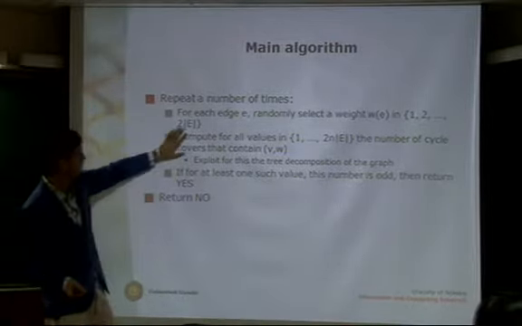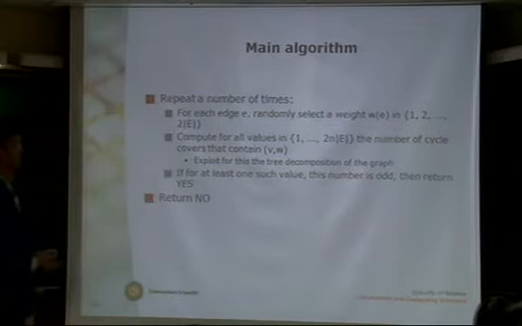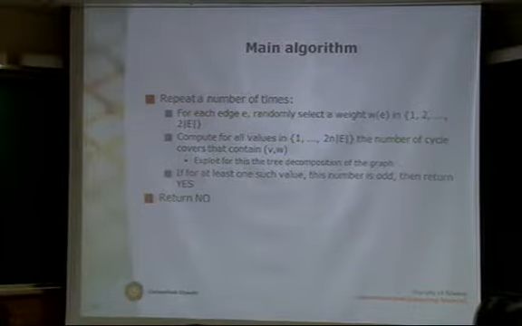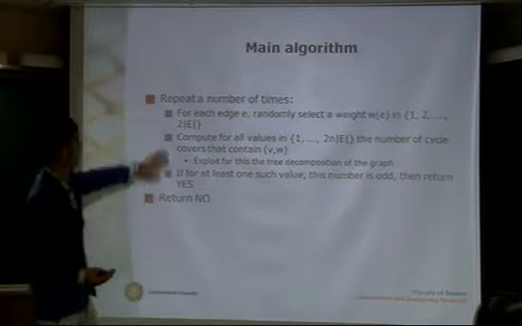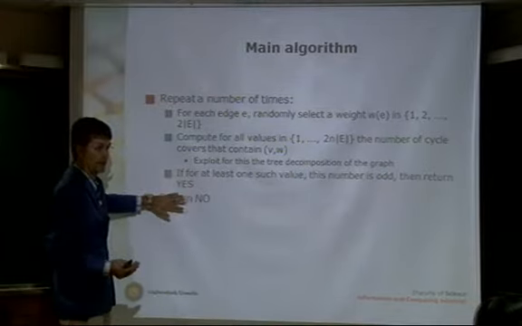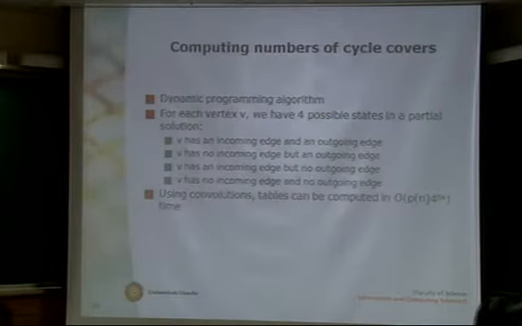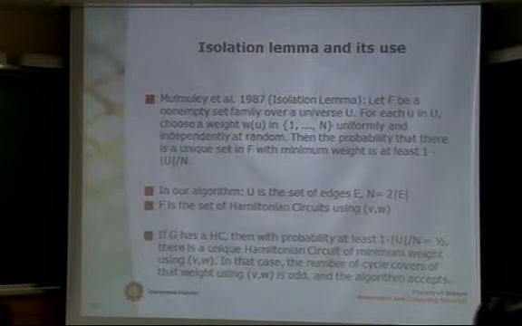Now, if for at least one of these values this number is odd, then I know that there exists a Hamiltonian circuit, and otherwise I return no. And the nice thing is that this algorithm has a probability of success of at least 1/2. There are two things to explain: the dynamic programming, and first the technique itself.